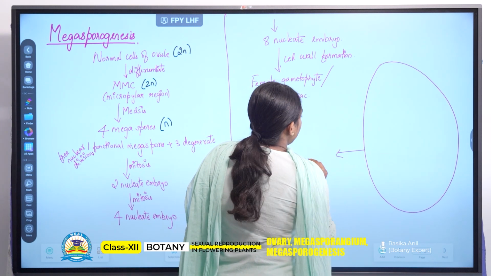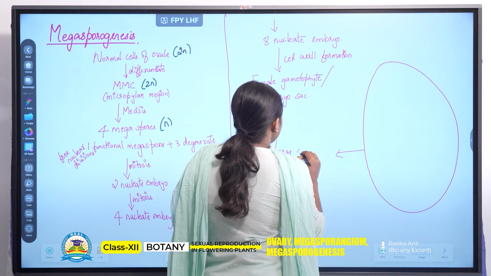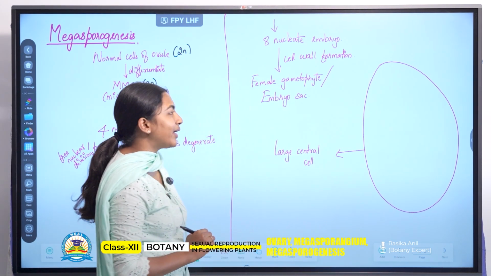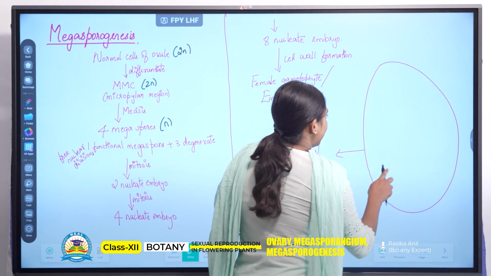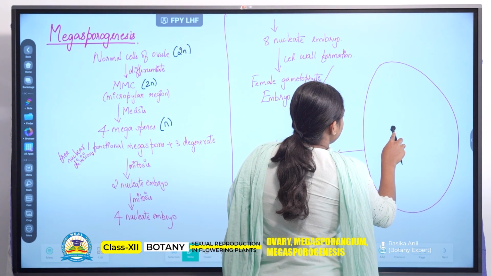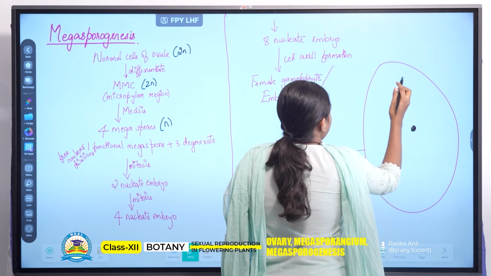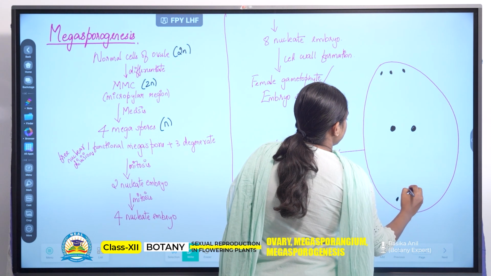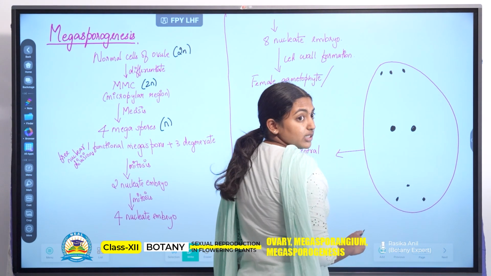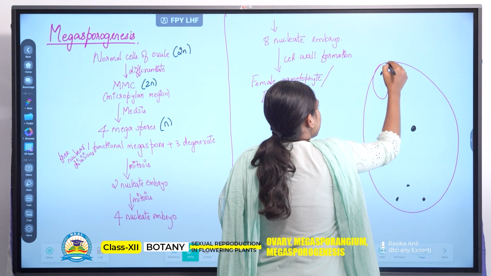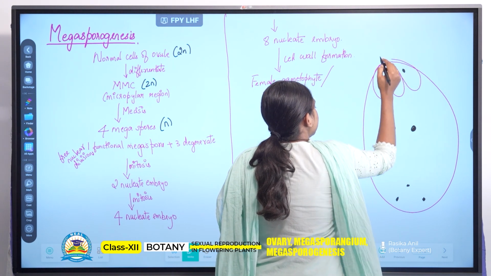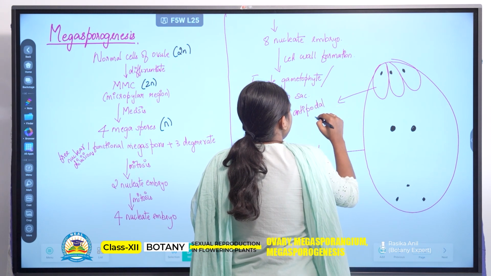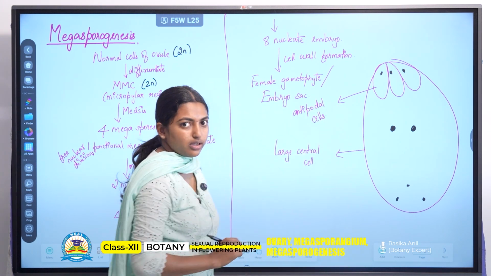This cell is your large central cell. Now I told you about the 8 nucleate embryo sac. In that, 2 nuclei are here, 1, 2, and you have 3 nuclei here, and you have 3 nuclei here. Now what are the cells? Here you have 3 cells aligned like this. These 3 cells are called your antipodal cells.